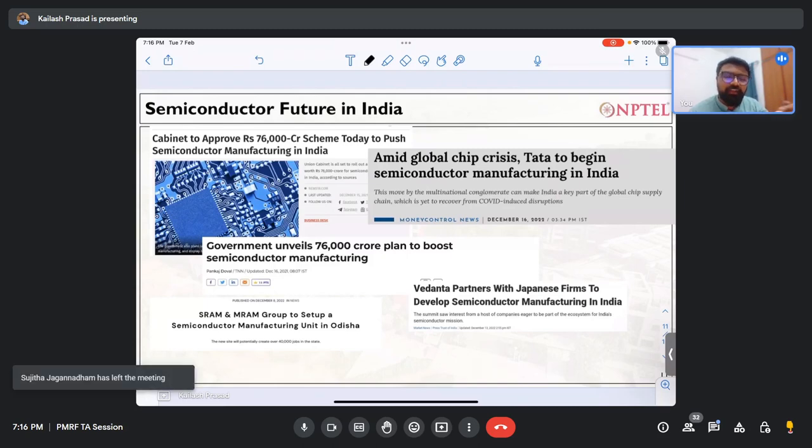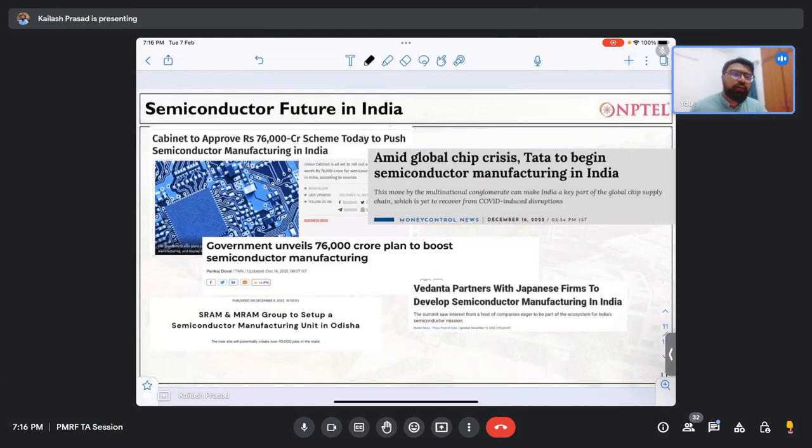So India is trying hard to build their own fabrication facility, and the first fabrication facility will be set up in Gujarat, right? You might know the announcement from the Government of India. And this is actually being done by a company called Vedanta, right? And they have collaborated with Foxconn. Apart from that, there are various companies like STM and MRAM Group. And recently I've heard the news, this is a very new news, I don't know, Micron is setting up their fabrication facility in Gujarat.